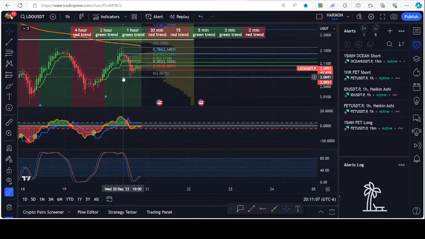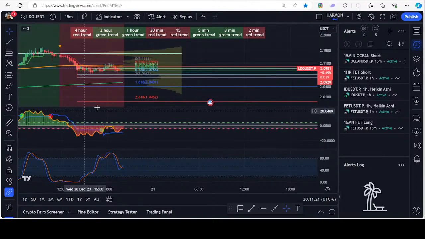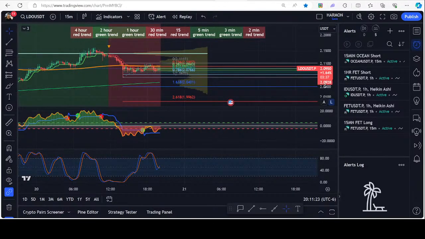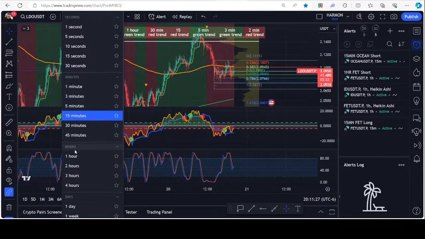But what we want to do here is take advantage of the short on an LDO. And that starts with a 1 hour red moon. See that 1 hour red moon right there? Now, what we want is a 15-minute pullback, right? So we need a 15-minute moon and trend to take advantage of a trade, right? Let me mark that off here.